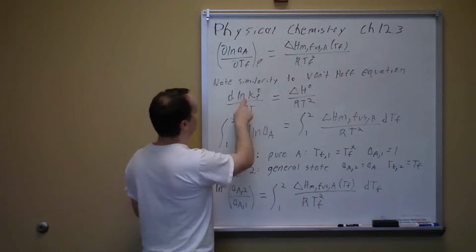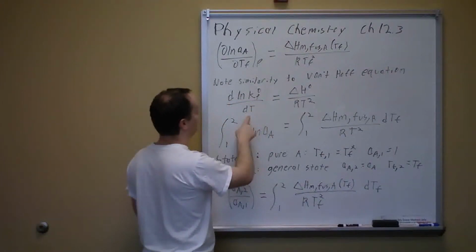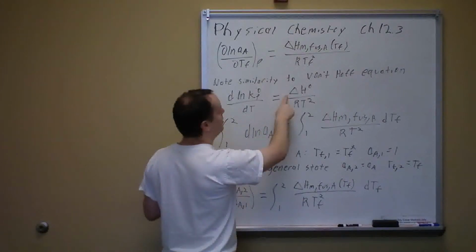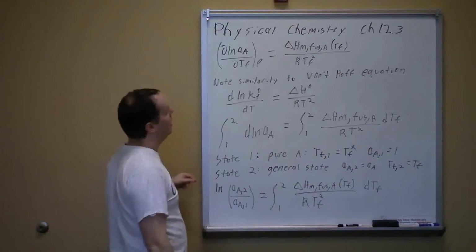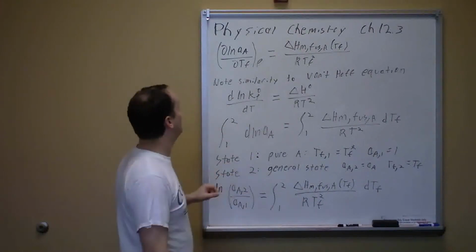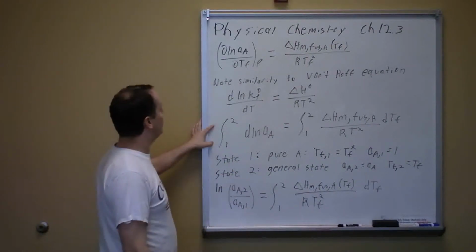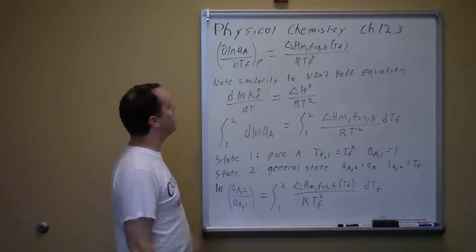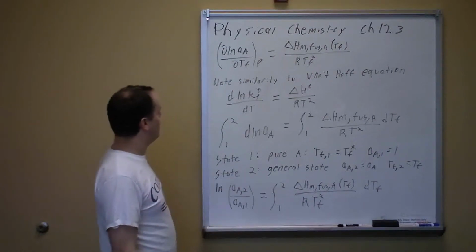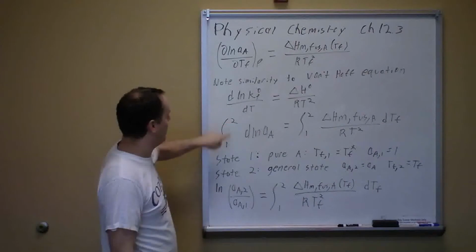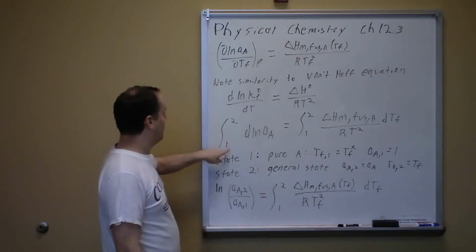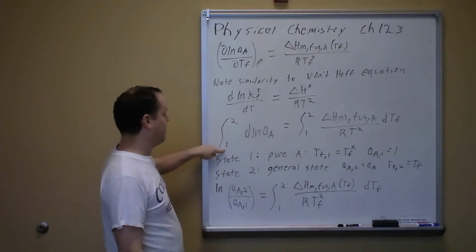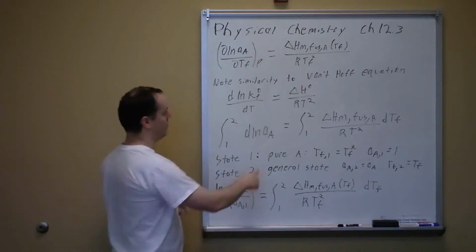Which is the derivative of the natural log of Kp naught with respect to temperature T is equal to the change in enthalpy naught, remember naught means standard state, divided by RT squared. So now what we're going to do, we want to take the integral of both sides from state 1 to state 2. Remember that's what the 1 and 2 means. We're not substituting in the number 1 for A or anything funny like that. So this is with respect to freezing point temperature, of course. Probably should write that here.